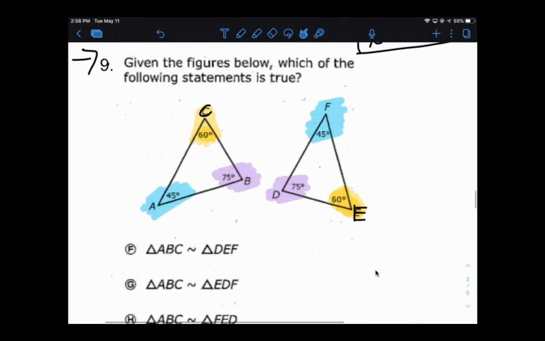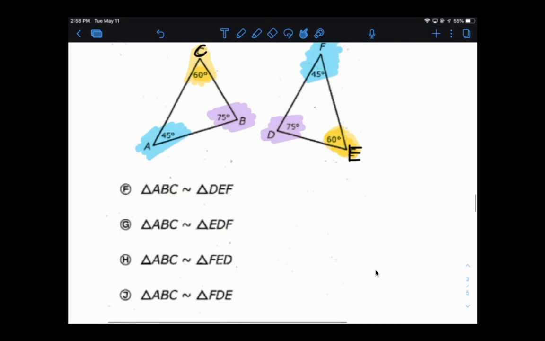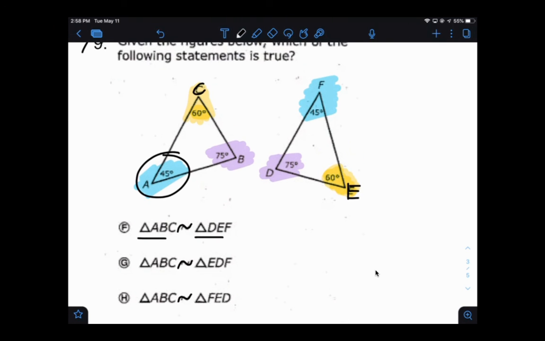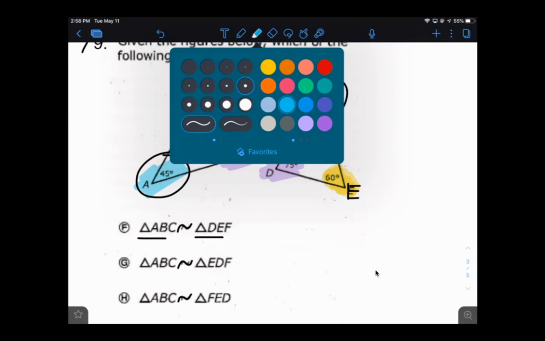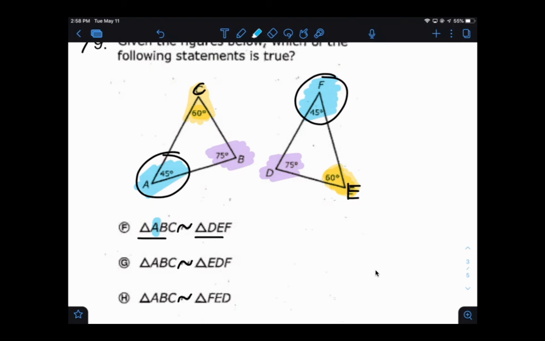And so here it says, given the figures below, which of the following statements is true? This symbol, boys and girls, means it's similar, right? So they're saying this triangle is similar to this triangle. But I have to make sure that, in this case, A is lined up with F. And if you notice, the very first answer choice says that A is corresponding to D, which is not true.